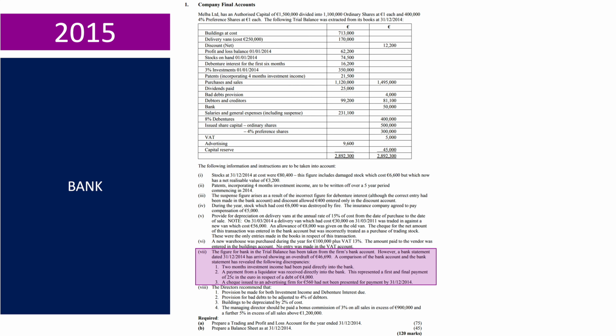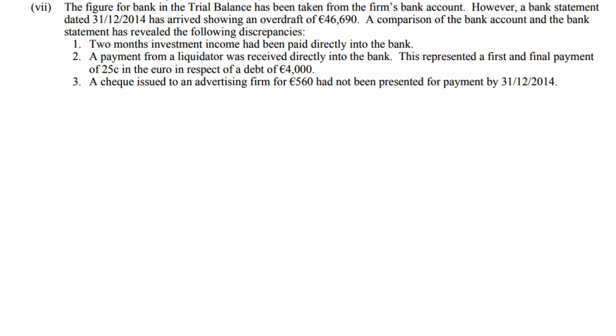So here we have in note 7, it says the figure for bank in the trial balance has been taken from the firm's bank account. However, a bank statement dated 31st of the 12th, 2014 has arrived showing an overdraft of €46,690. A comparison of the bank account and the bank statement has revealed the following discrepancies.